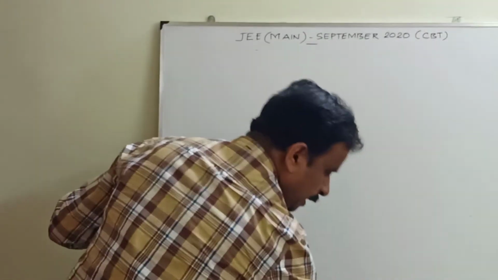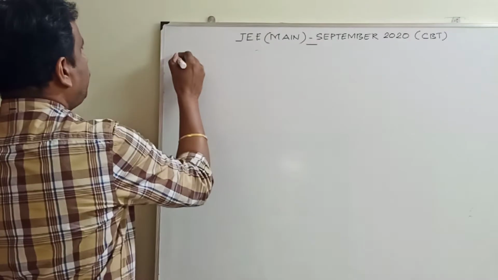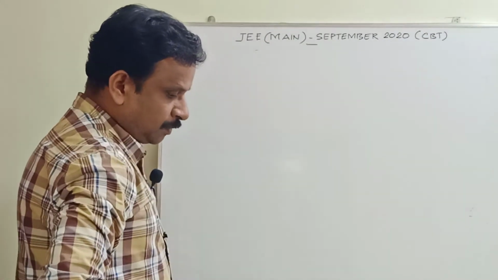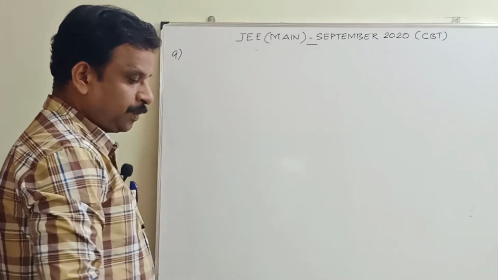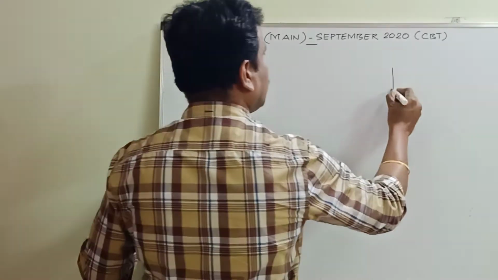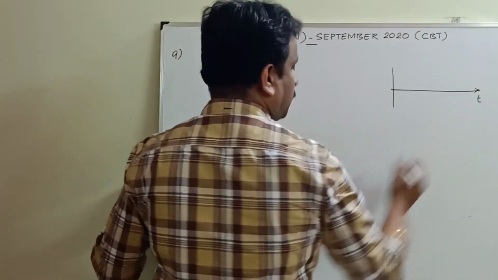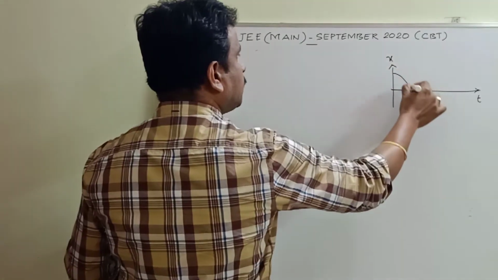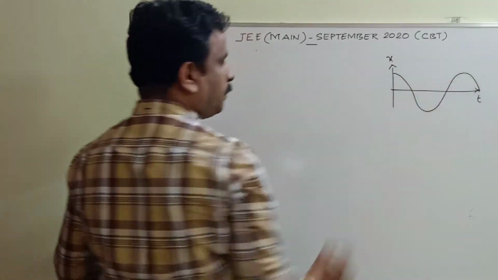So the problem number 9 says displacement time graph of a simple harmonic motion. Displacement time graph of a particle executing simple harmonic motion is shown in figure. The diagram is like this. So x axis time and y axis we have displacement x. The graph is like this.